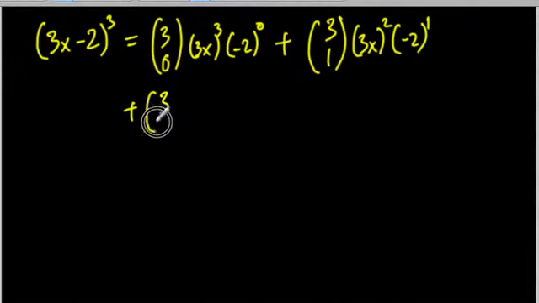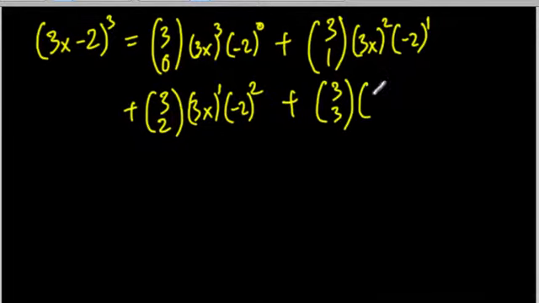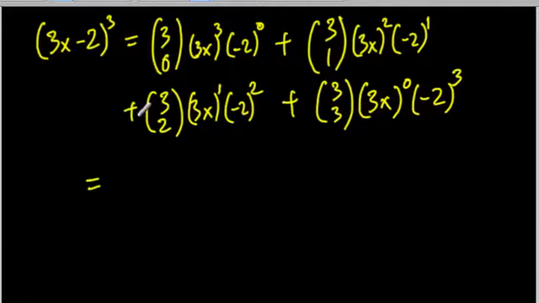It's going to be 3 choose 2. That's going to be 3x, that's going to be negative 2, and that's going to decrease by 1, and the other one's going to increase by another. And finally, 3 choose 3 is equal to 3x, and that's going to be negative 2, and the power over here is going to be 0. It's going to drop, and that's going to be its maximum. So let's find what each of these are.